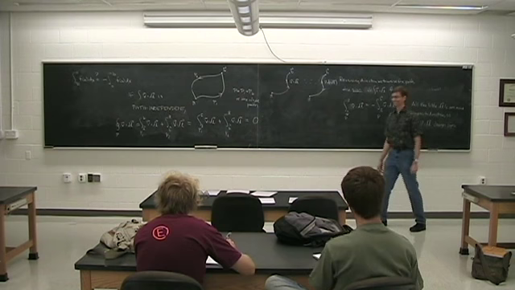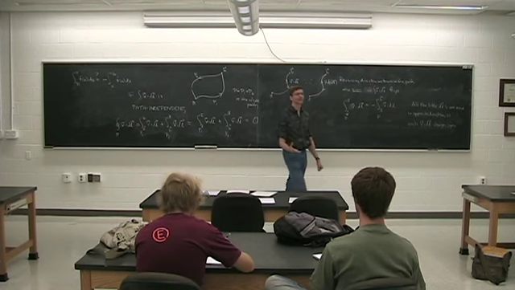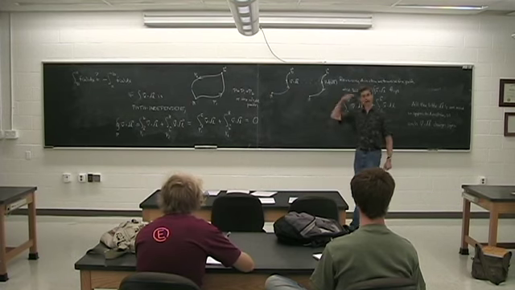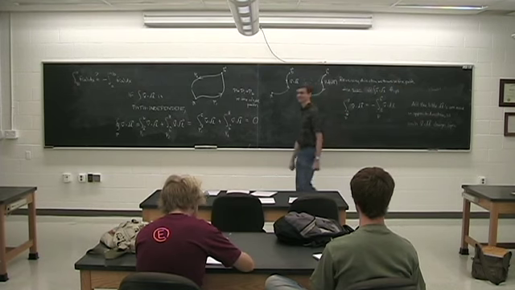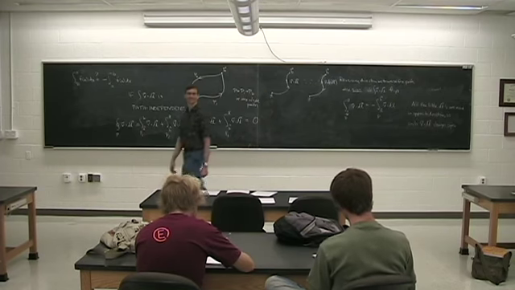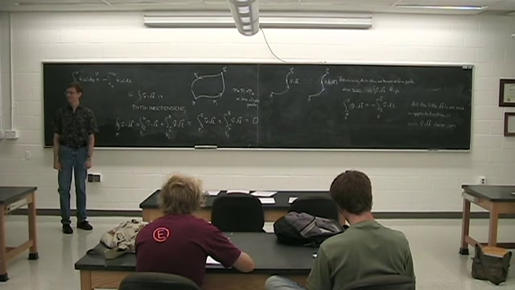Okay? So those two statements are equivalent, in other words. The line integral is path independent, or the line integral around any closed path is 0. Those are equivalent statements. Any questions?